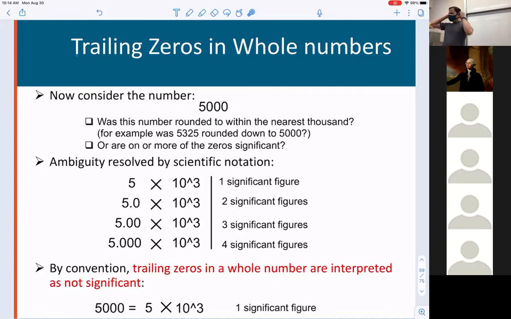Now, having said that, I think WebAssign doesn't follow this rule, so that's why I'm not too concerned about significant figures, unless the question is about significant figures.